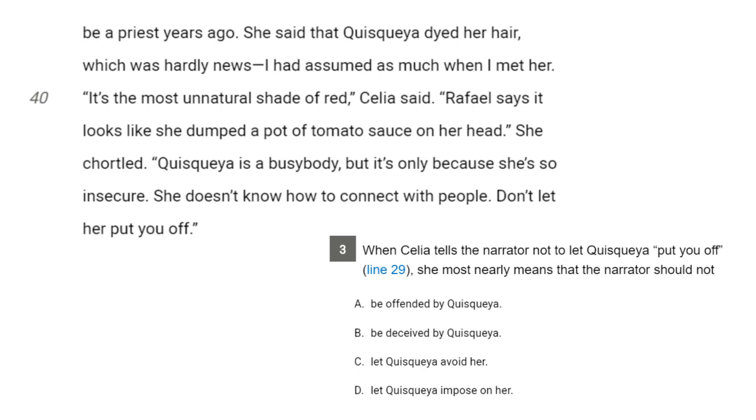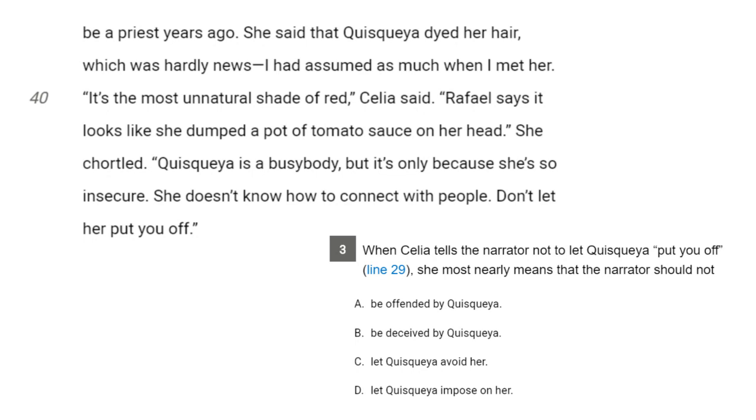The passage: She said Quisqueya dyed her hair, which was hardly news. I had assumed as much when I met her. "It's the most unnatural shade of red," Celia said. "Raphael says it looks like she dumped a pot of tomato sauce on her head." She chortled. "Quisqueya is a busybody, but it's only because she's so insecure. She doesn't know how to connect with people.